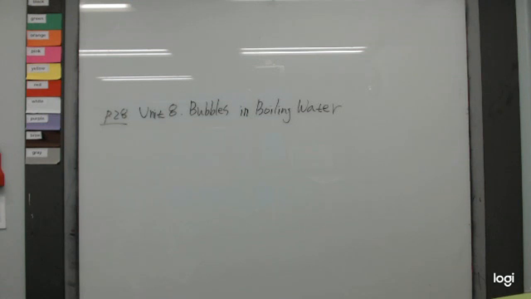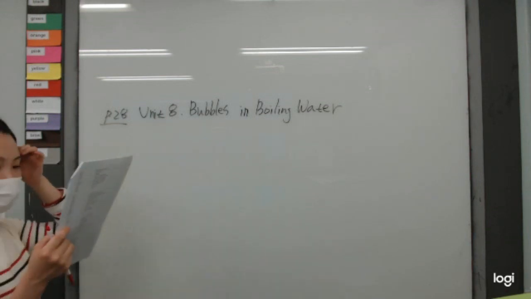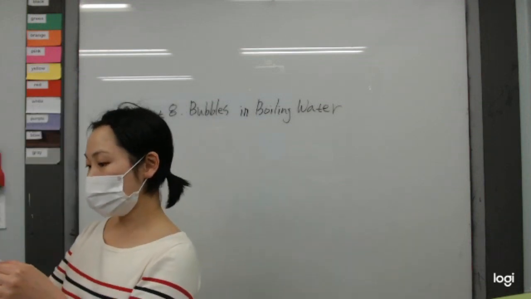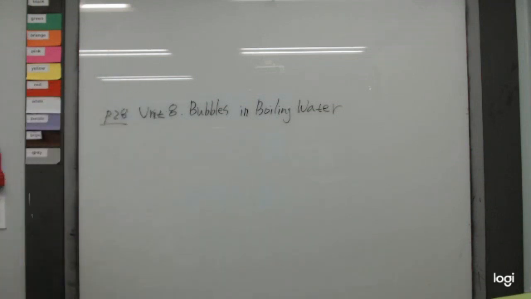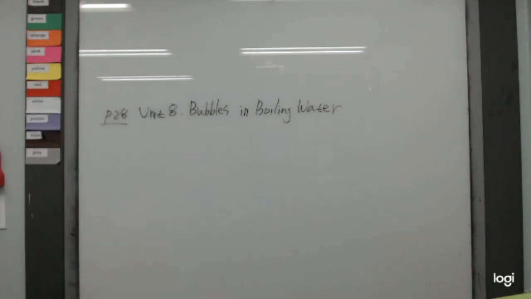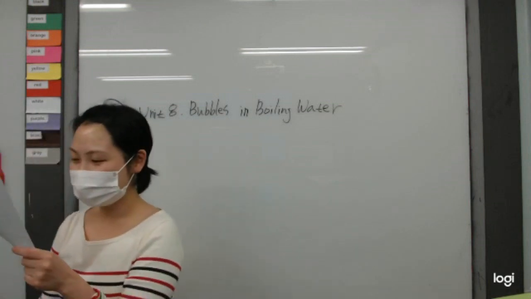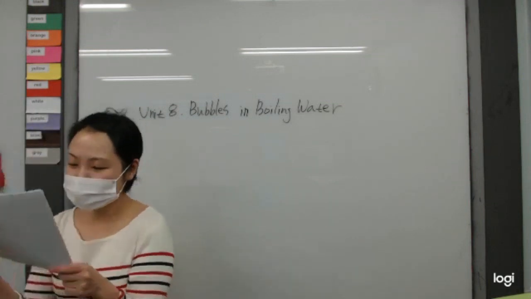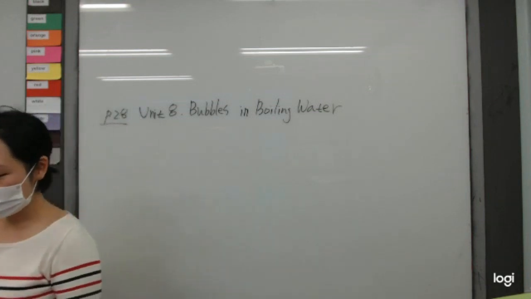Number eight, develop into something else. Number eight has two words. Number nine, small round portion of liquid. Small round portion of liquid. Last one, it is written on the board: thin, globe-shaped, air-filled film.